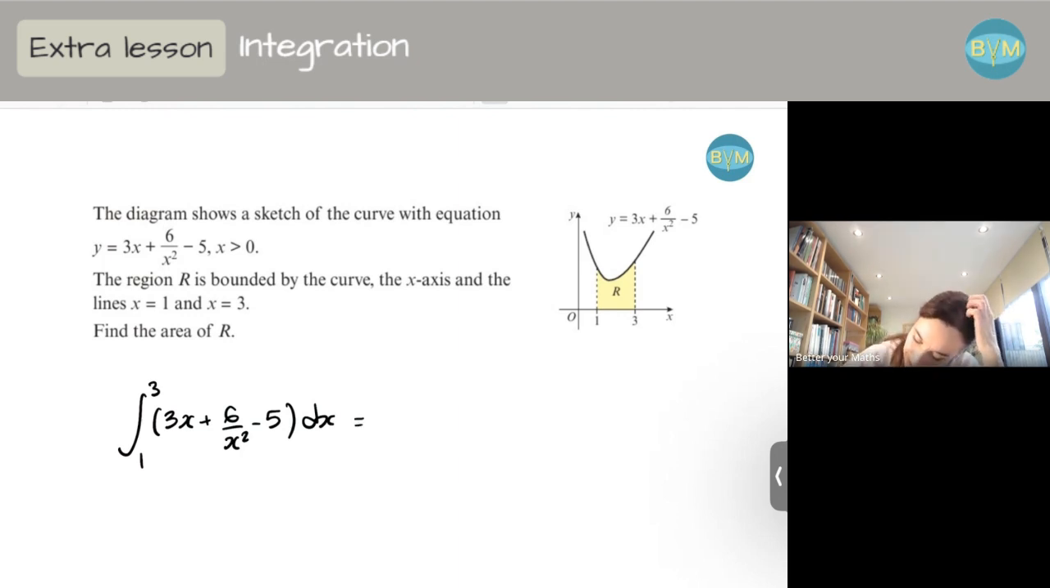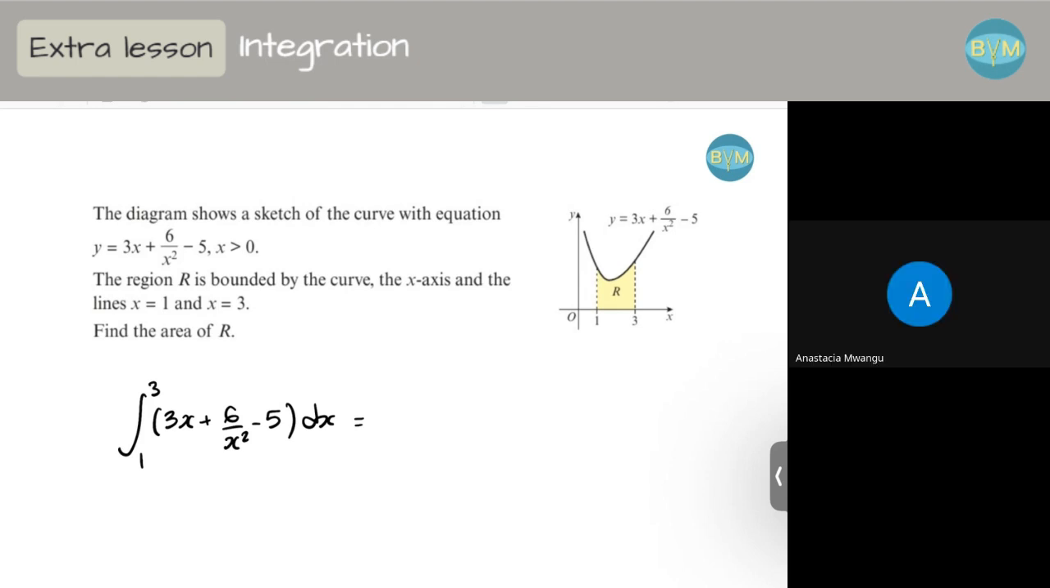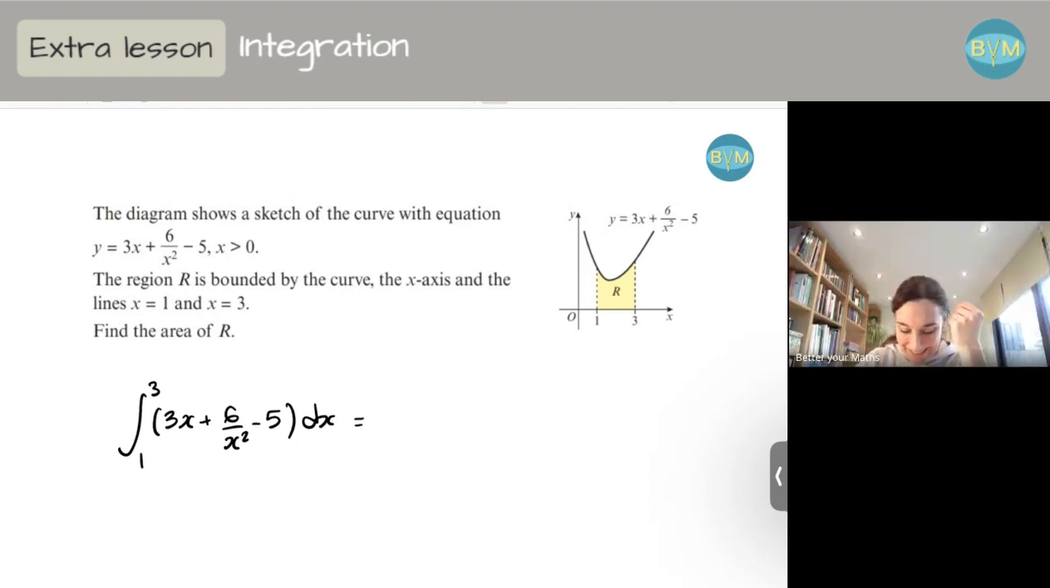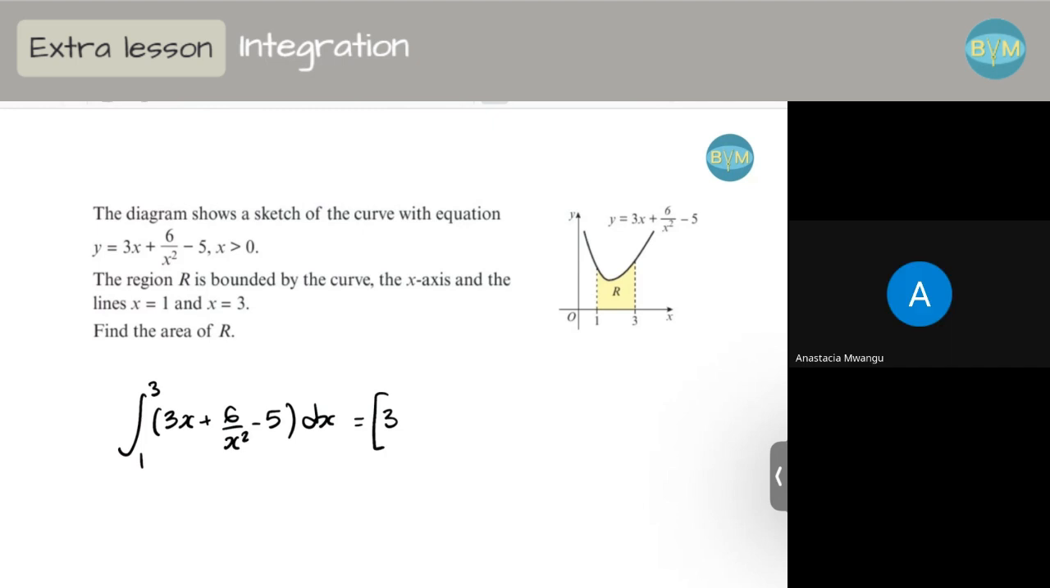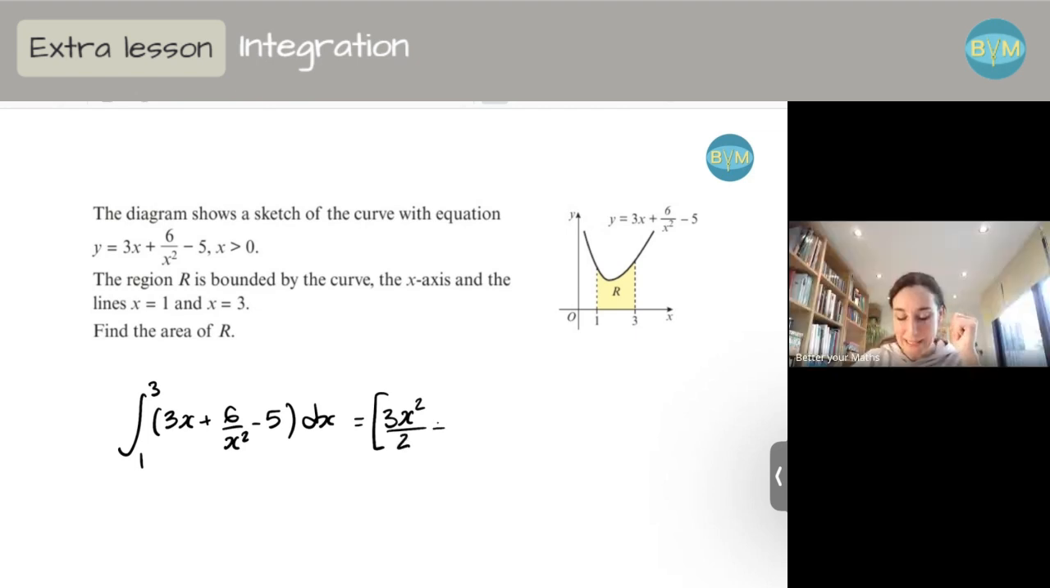Okay, who can help me to integrate that? Year 12, please. Who can help me? Sophie, could you help me? Maybe. I hope so. Come on. 3, would it be x to the power 2 divided by 2, the new exponent? Excellent. Then plus 6. I'm going to write this as x to the power of minus 2. Yeah, because that's the way of knowing how to integrate. Can you integrate that x to the power of minus 2?